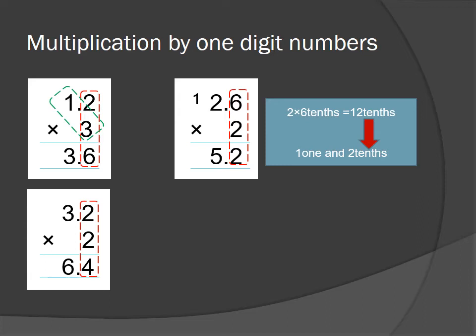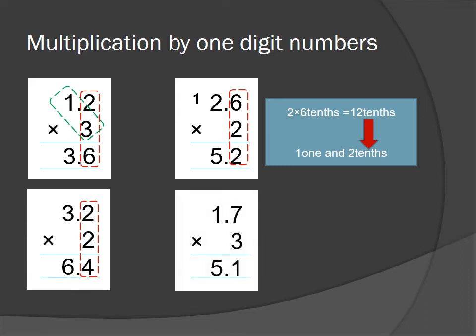So next you can multiply the other two numbers. 2 times 2 is equal to 4. Then you want to add the number 1 to the number 4. 1 plus 4 is equal to 5. 5 we want to write in ones place. So the final answer is 5.2.